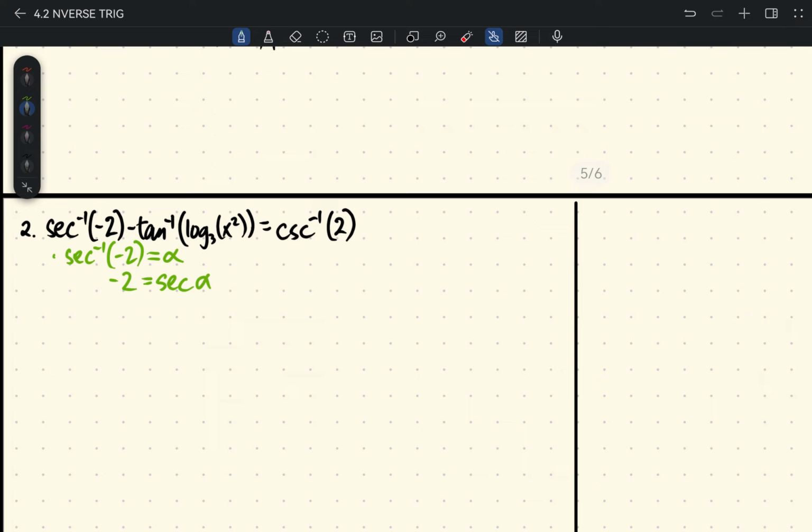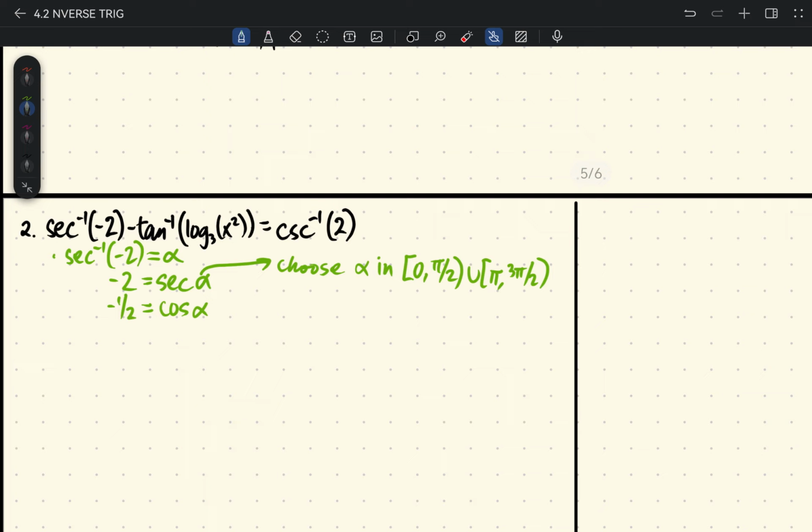And we're choosing alpha this time. We want alpha to be in the range of secant inverse. And the range of secant inverse is 0 to pi over 2 union pi to 3 pi over 2. So when does this happen? Basically, secant of alpha equals negative 2. That just means that cosine of alpha equals negative 1/2.